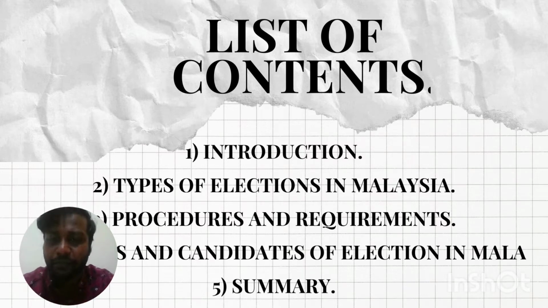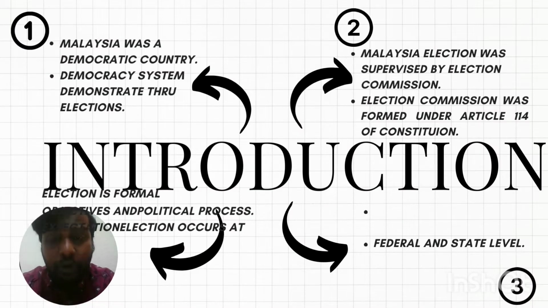And remember, in Malaysia, we have a democracy system demonstrated through elections. Malaysia is obviously a democratic country, and Malaysian elections are always supervised by the Election Commission, which is formed under Article 114 of the Constitution. The election is formal and has a lot of processes that we have to follow, and politicians who sign up for the election must also follow certain procedures set by the government and the Election Commission.